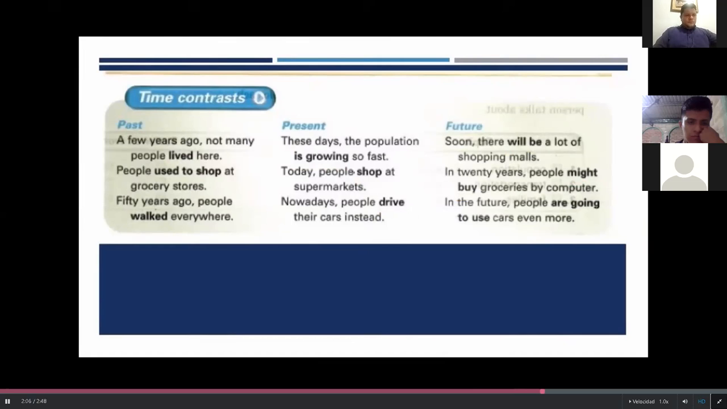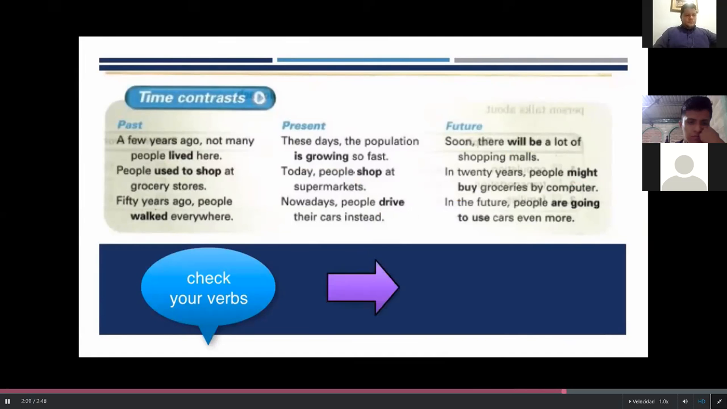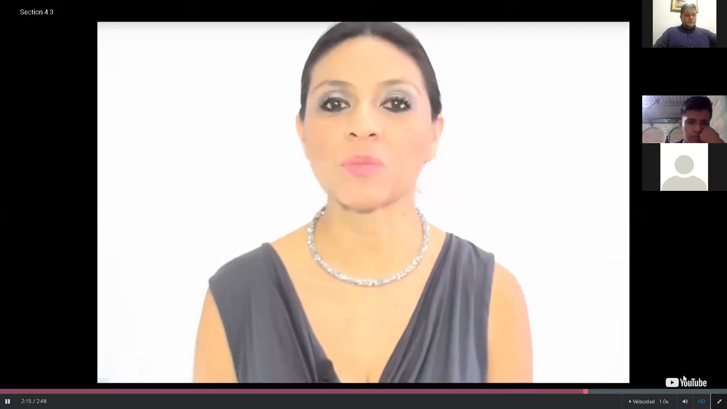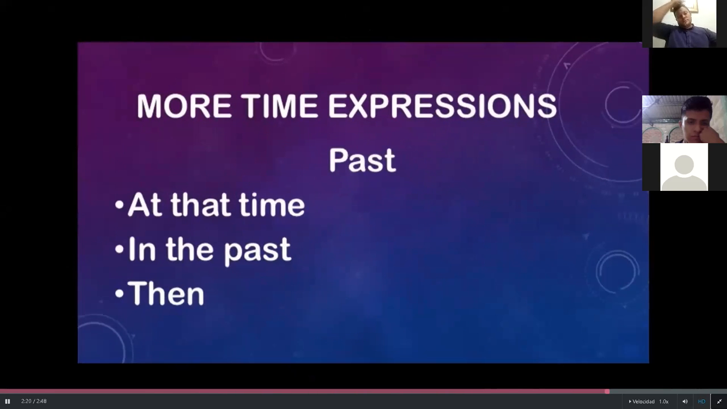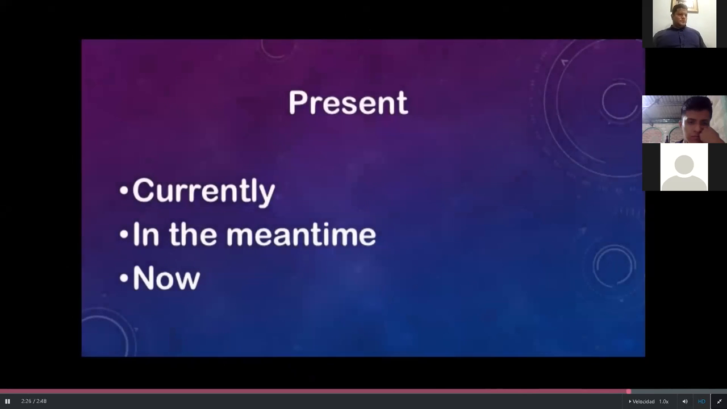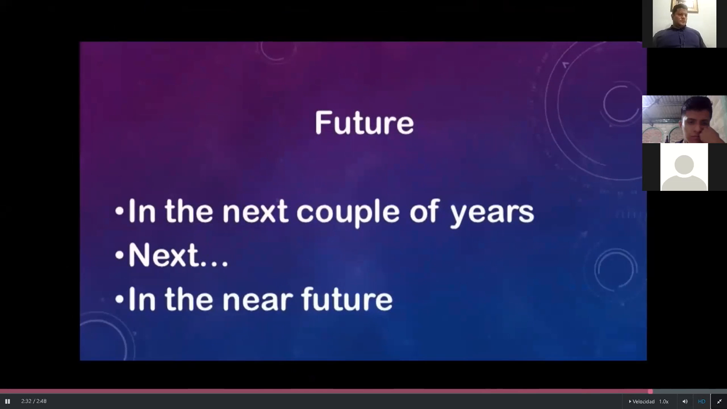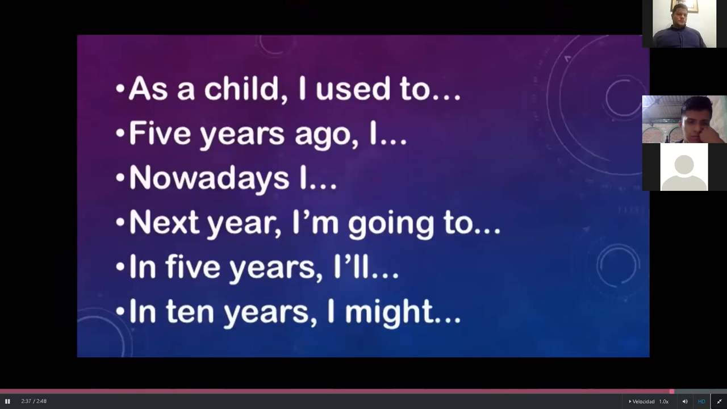Time contrast is easy to use, just double check on your verbs. Think about it as one sentence per tense. We will now give you more time expressions that you may use with each tense. Past expressions, at that time, in the past, then. Present expressions, currently, in the meantime, now. Future expressions, in the next couple of years, next, in the near future. Now we want you to write a short description about how your life has changed using the expressions below. Make sure you do it and present it to your teacher to make sure you did it right.